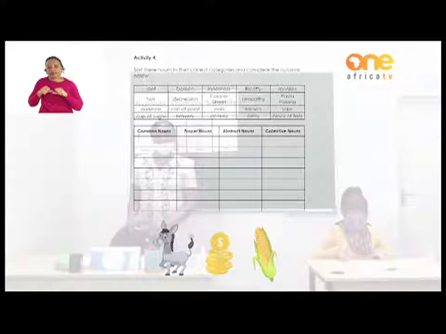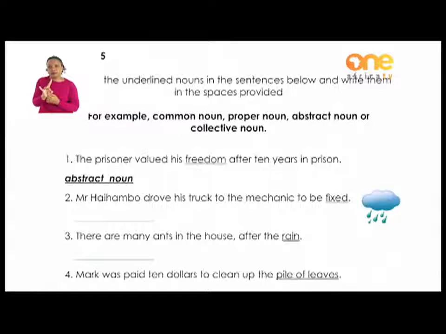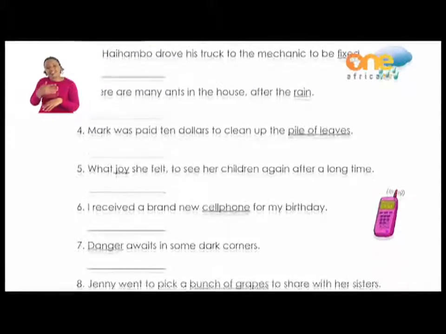Moving on to the next page, page 8. On page 8, we are going to do activity 5. Now, activity 5 goes on until page 9. The instructions are, identify the underlined nouns in the sentences below and write them in the spaces provided. What are you going to do? You are going to identify the underlined nouns. For example, freedom in the sentences below and write them down in the spaces provided. Like I said, activity 5 goes on until page 9.